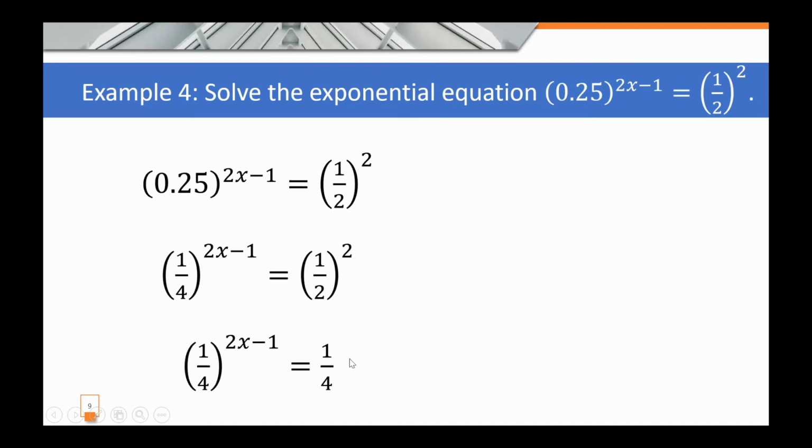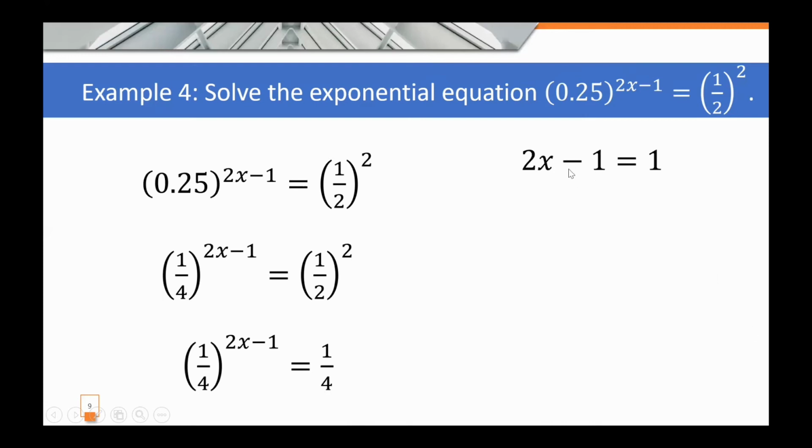1/2 raised to 2 is 1/4. 1 squared is 1. 2 squared is 4. Since nasa left side 1/4 na ang base and sa right side 1/4 na din ang base, you can now bring down the exponents. Sa left side, ang exponent ay 2x minus 1 at sa right side naman ang exponent ay 1.